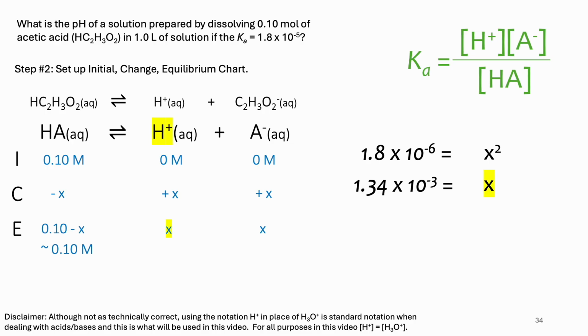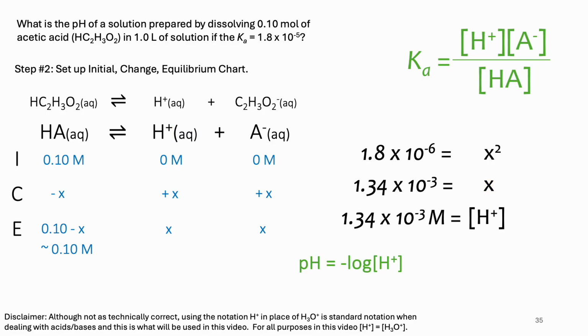Now we know that the concentration of H plus at equilibrium is equal to x, and we also know that in order to solve for the pH, we need to know our hydrogen ion concentration. And so we can solve for the pH by taking the opposite of the log of our hydrogen ion concentration. And if you do that, you should come up with a pH that is equal to 2.87.